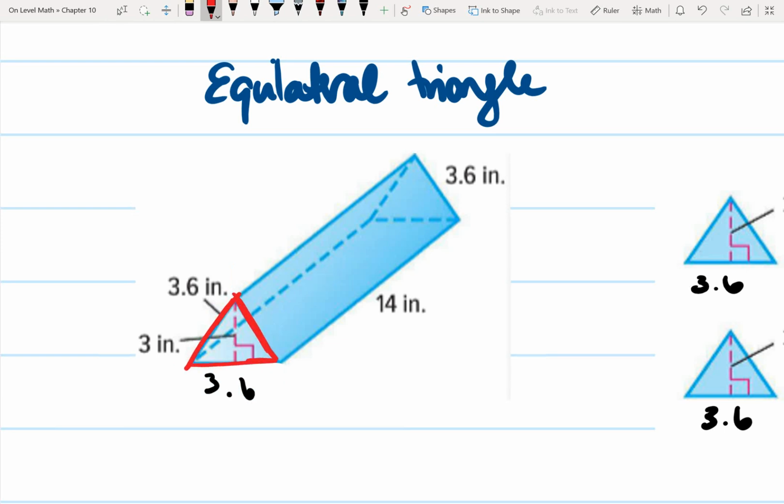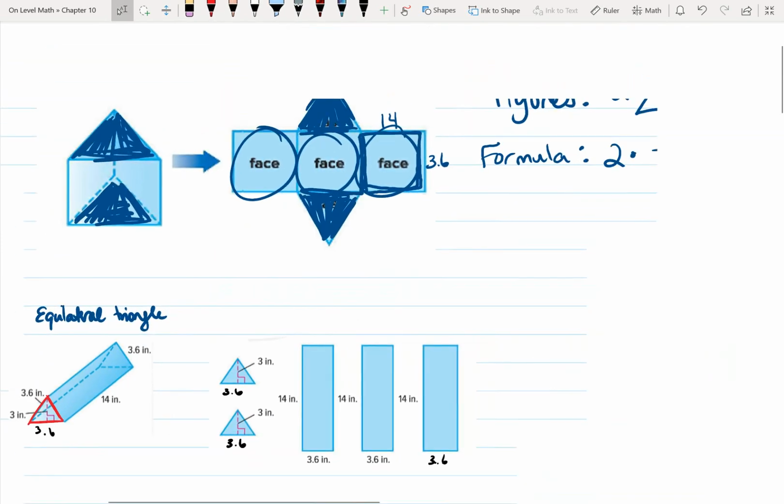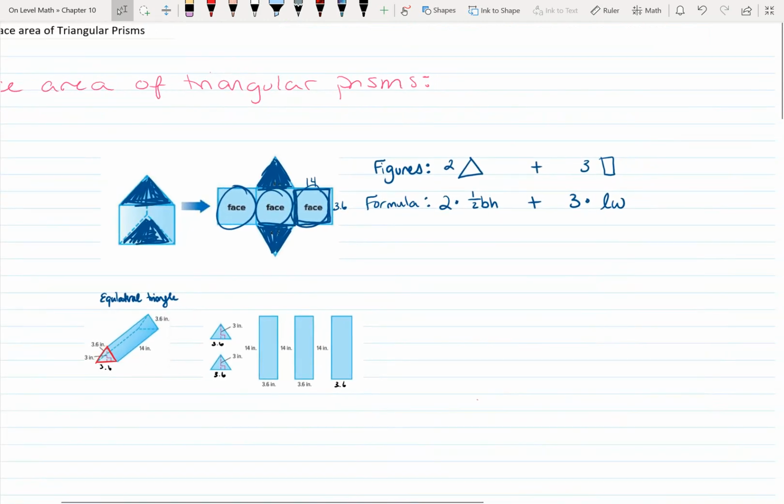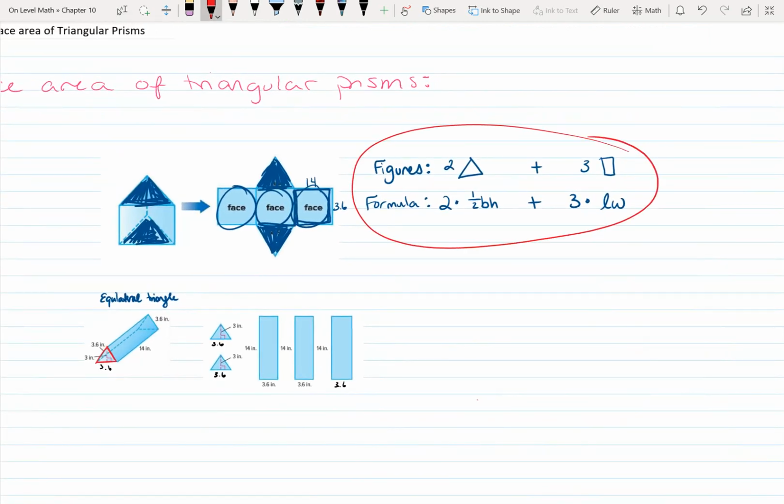So if they're all the exact same, then this formula is the formula that you'll use. If they're not the exact same, our formula will change a little bit. But again, today we're working with all equilateral triangular prisms. So what I've just circled in red, this is the formula that we will use. All right, keep that in mind.